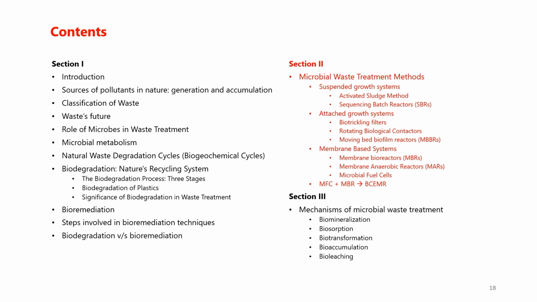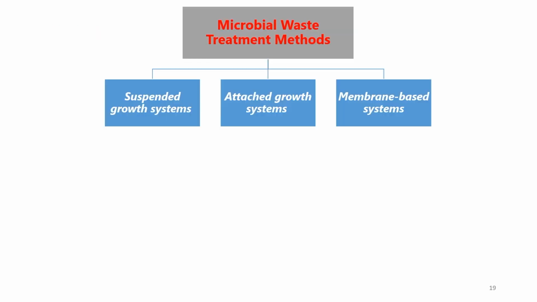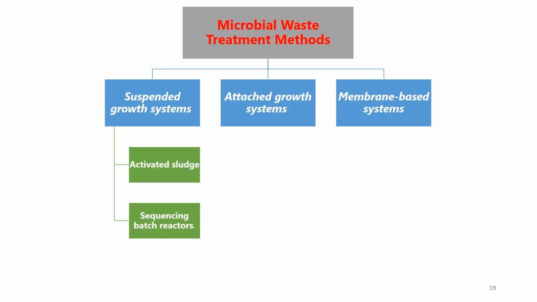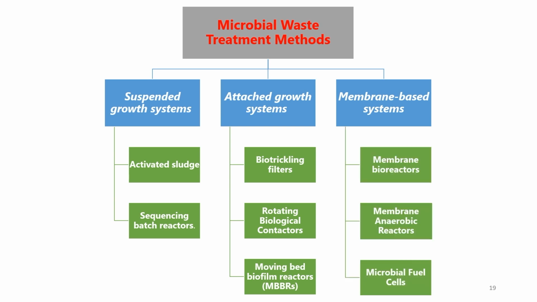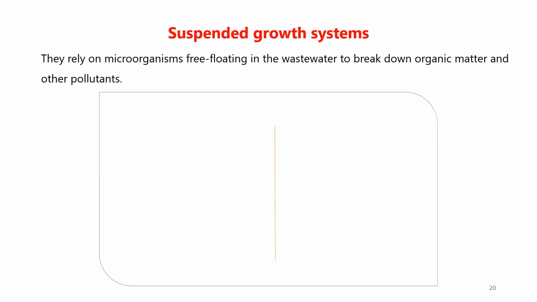Let us move to microbial waste treatment methods. We can divide them broadly into 3 types: suspended growth systems, attached growth systems, and membrane based systems. Under suspended growth systems we have the activated sludge method and sequencing batch reactors. In attached growth systems we have biotrickling filters, rotating biological contactors, and moving bed biofilm reactors. In membrane based systems we have membrane bioreactors, membrane anaerobic reactors, and also microbial fuel cells.